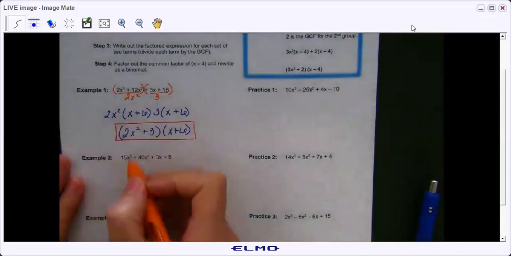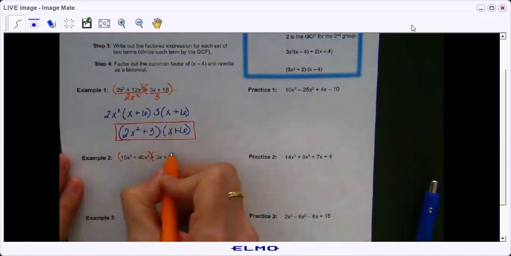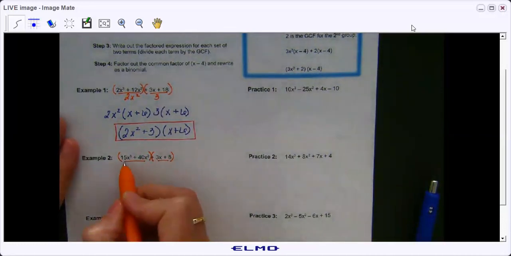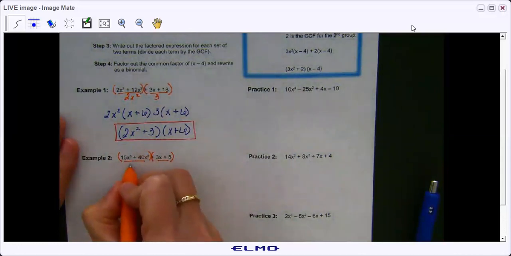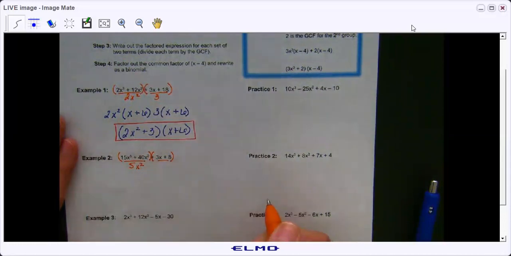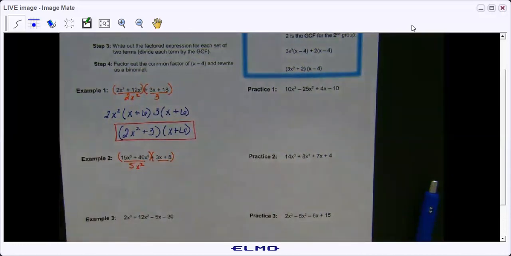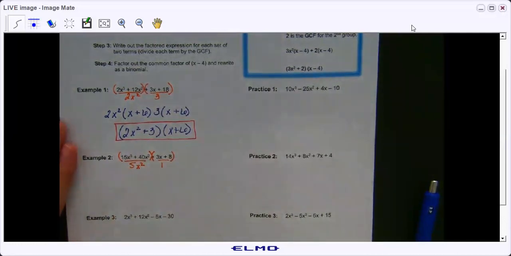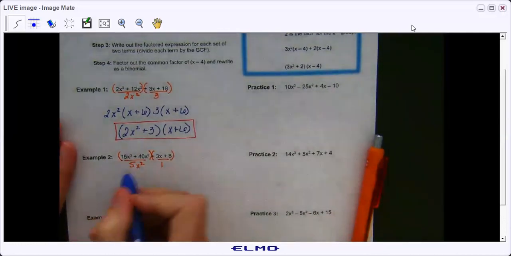We're going to set up our 2 groups. We're going to factor out the GCF on both groups. So the greatest common factor between 15 and 40 is 5, and between x cubed and x squared is x squared. And the greatest common factor between 3x and 8? Anyone know what that is? Not 2. 3 isn't divisible by 2 either. 1. If you do not see a greatest common factor in this step, you're just going to factor out a 1. Okay. So now your GCF goes on the outside.